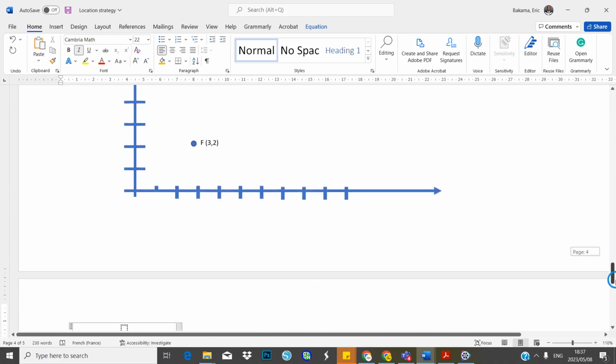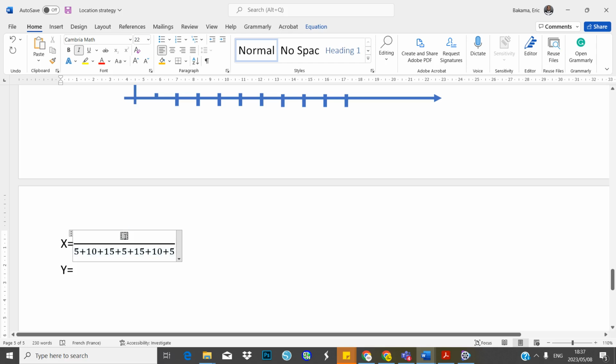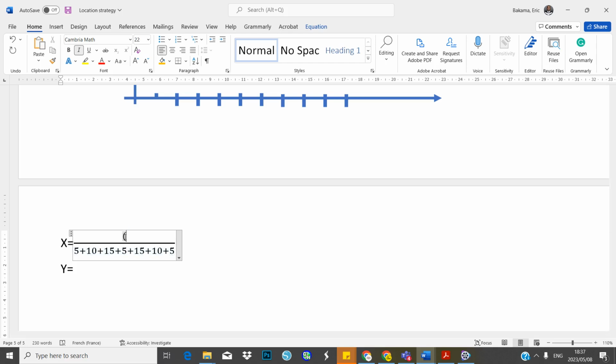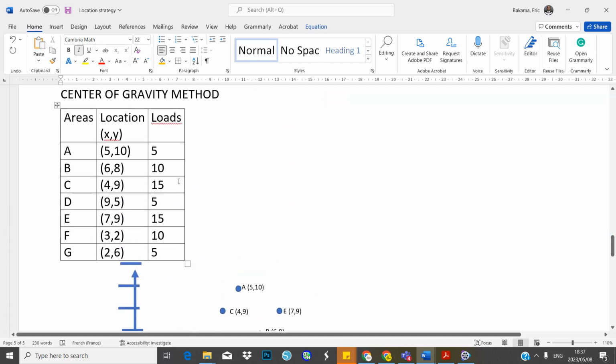Now the next stage on the numerator, I will open many brackets. The very first bracket, I'm going to take the x coordinate of A times the load of A, plus the x coordinate of B times the load of B, plus the x coordinate of C times the load of C, plus the x coordinate of D times the load of D. Then we take as well the x coordinate of E times the load of E.